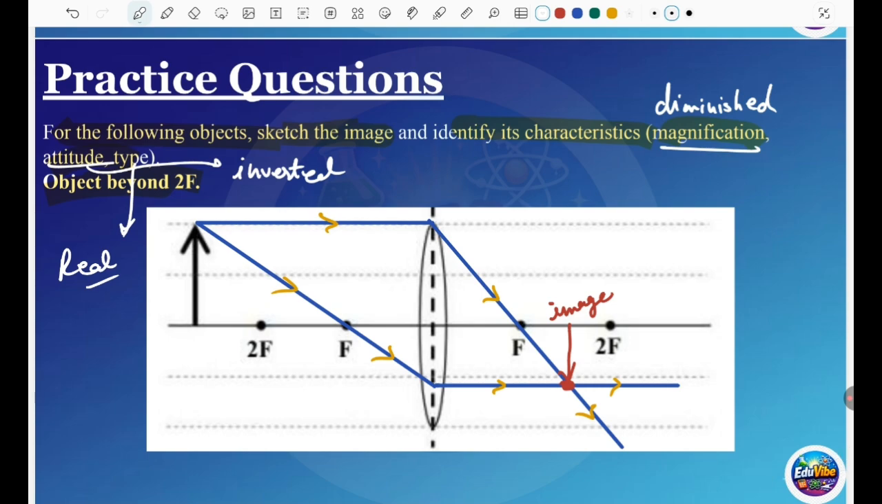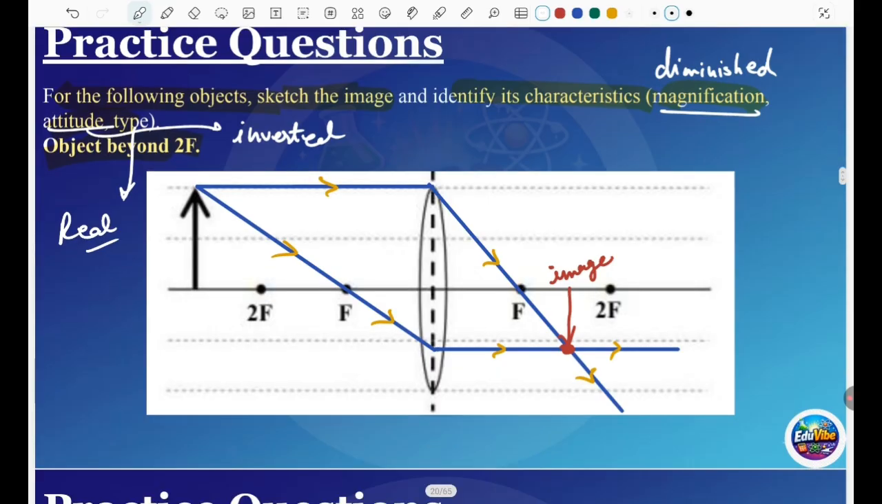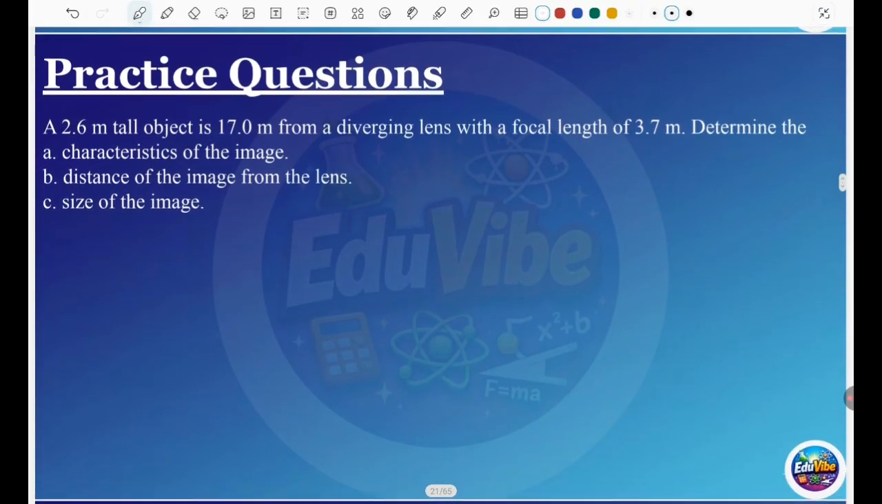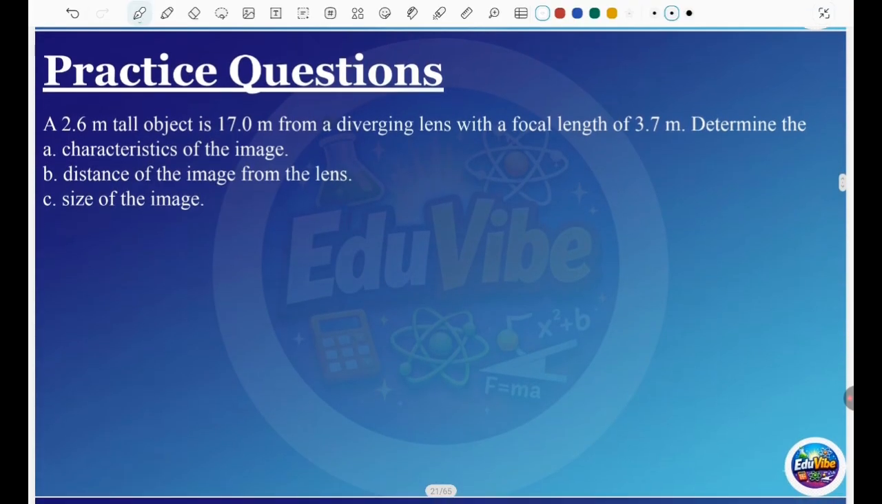So that's how you have to make them, but you won't get direct questions about making the ray diagram. You make the diagram for your convenience in the mathematical analysis questions. Sometimes you get theory questions related to ray diagrams. So that's all you have to do, just know how to make those diagrams. Let's move on to some mathematical analysis of lens questions.